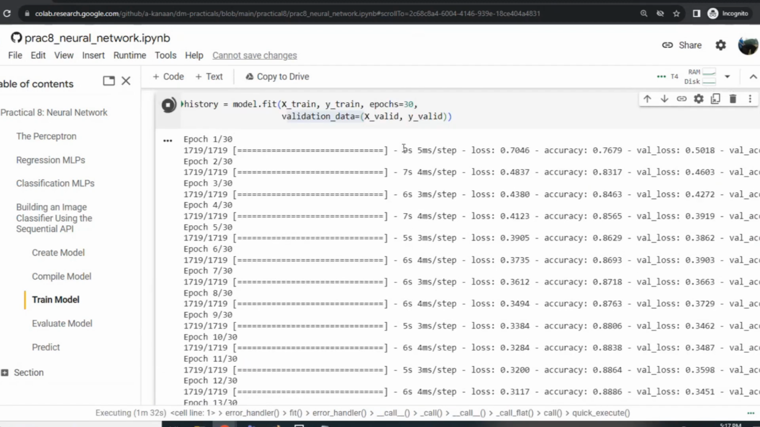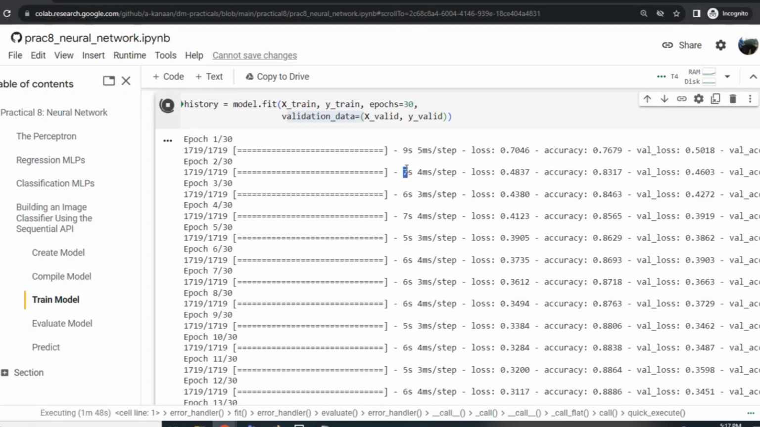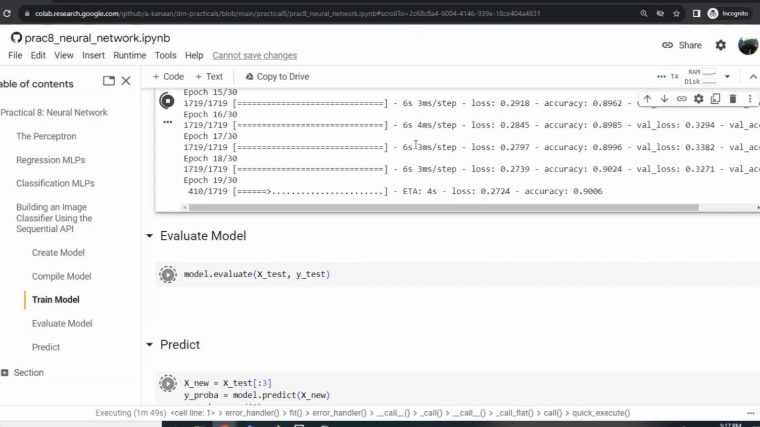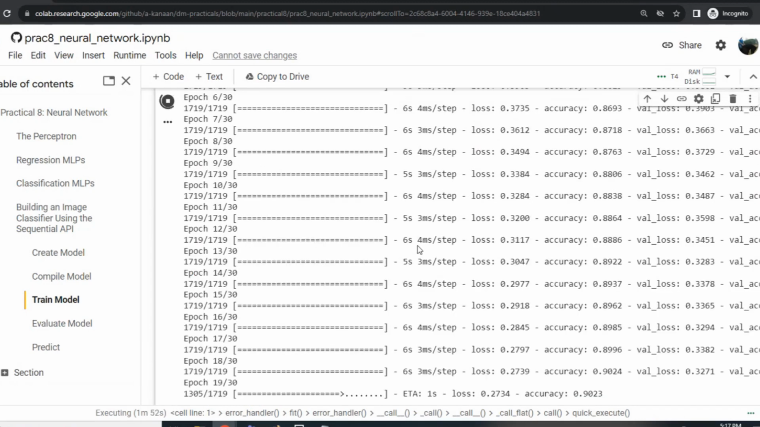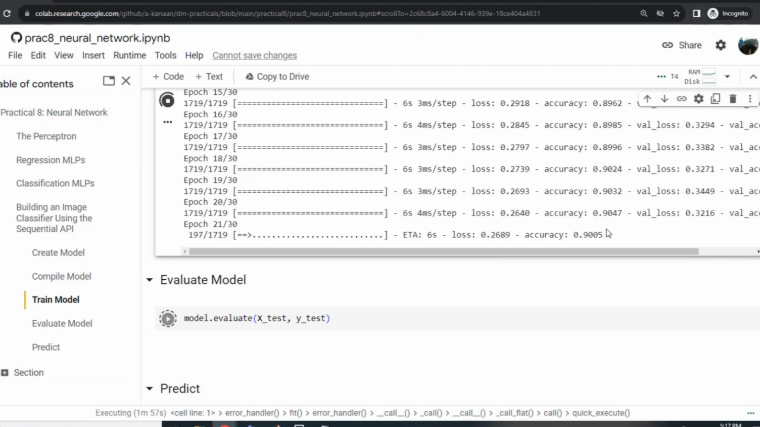And here it gives you the estimation. You see how much time it takes. Here it takes 5 milliseconds for one step. For the complete cycle, 9 seconds. So scanning the entire data set for training took 9 seconds. The following ones, 7, 6. Anyway, we don't care, but it's just to understand what's going on. You see, the loss function keeps dropping down. Accuracy keeps increasing.